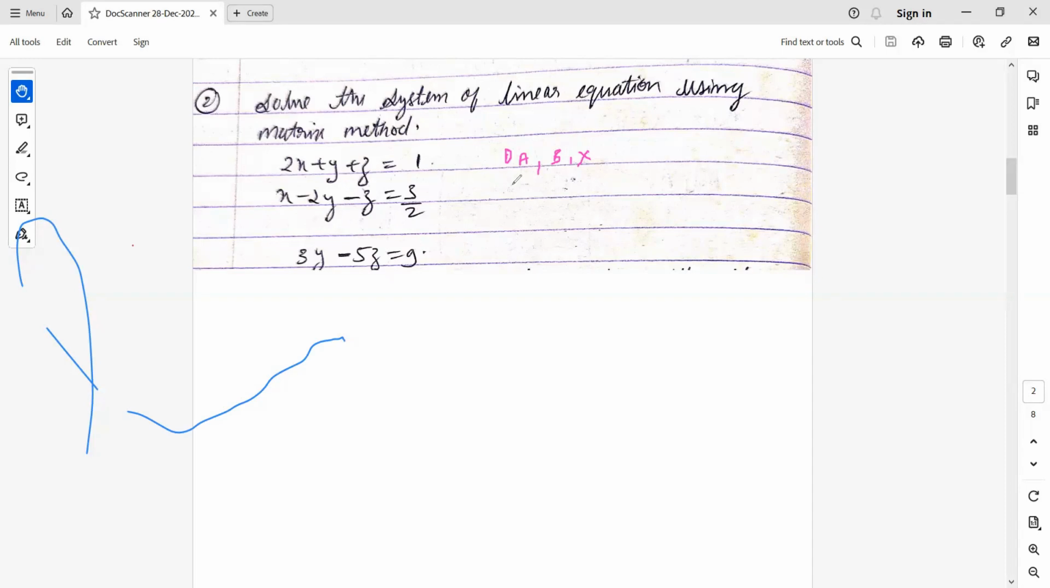Okay, so A, B, X, this is the first step. Next, second step, using matrix method, we need to write the given 3 equations in the form AX equal to B, or X equal to A inverse B. And then the third step, using this formula, we need to substitute and find out the values of X, Y and Z.